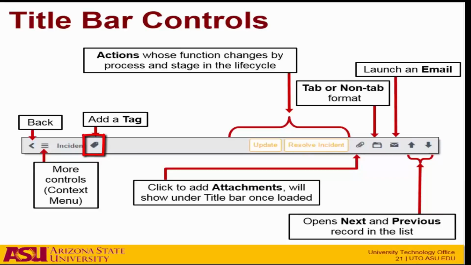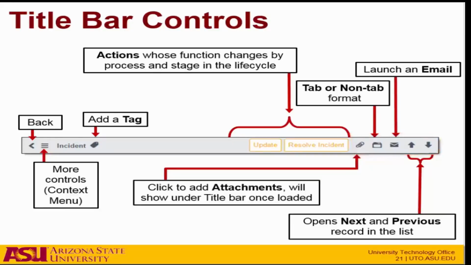Depending on what you're looking at and what your access is, there'll be several buttons on the toolbar that will let you do things to the form. To the right of that, there's a paperclip where you can add attachments, switch between tab and non-tab format, launch an email about the record that you have going now, and look at the next or previous record in the data table.